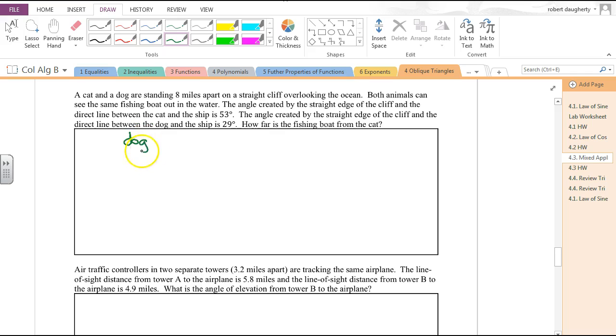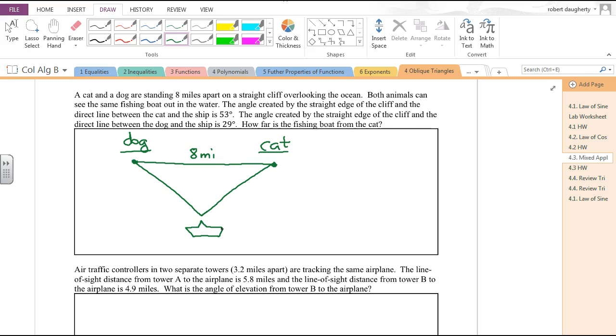So we have a dog and we have a cat. They are looking at a fishing boat. So you've got the dog here, cat here. We know how far apart the dog and the cat are. They are 8 miles apart, and they are looking at a fishing boat that is out on the water somewhere. So there is our boat. The angle created between the cat and the ship is 53 degrees. Between the dog and the ship is 29 degrees. How far is the fishing boat from the cat?